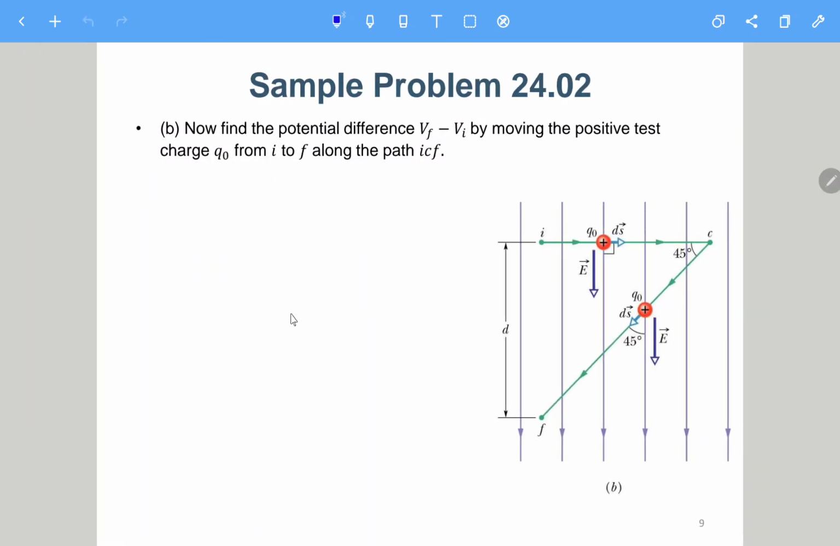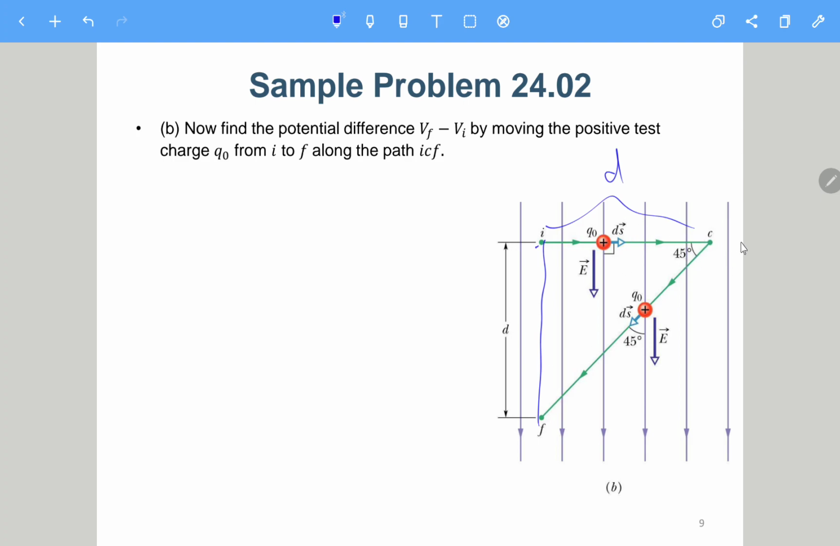Next we try to do something strange. Now find the potential difference Vf minus Vi by moving the positive net charge Q0 from I to F along the path ICF. So I, C, and F. This is perpendicular to the E field line and then goes from here to there. This is d, and this is also d, because this is a right angle triangle. This is 45 degrees.